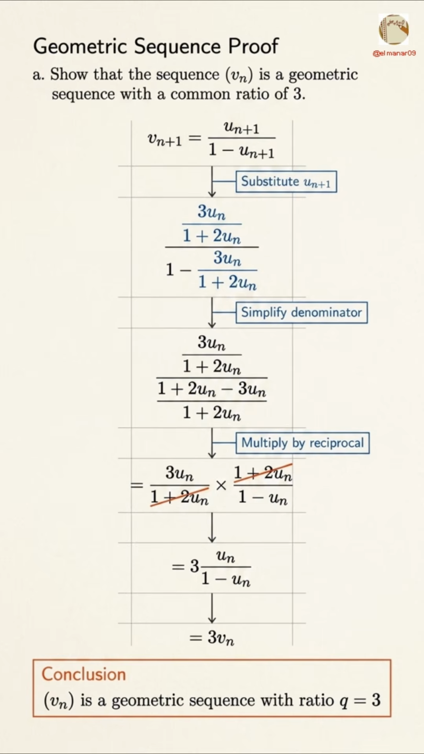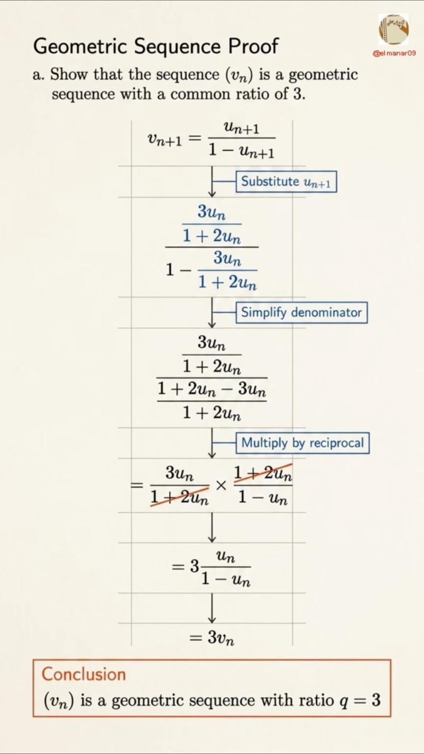Next, simplify the denominator. Focus on the bottom part. We convert 1 into (1 plus 2u sub n) divided by (1 plus 2u sub n) so we can subtract the fractions. This gives us (1 plus 2u sub n minus 3u sub n) divided by (1 plus 2u sub n), which simplifies beautifully to (1 minus u sub n) divided by (1 plus 2u sub n).